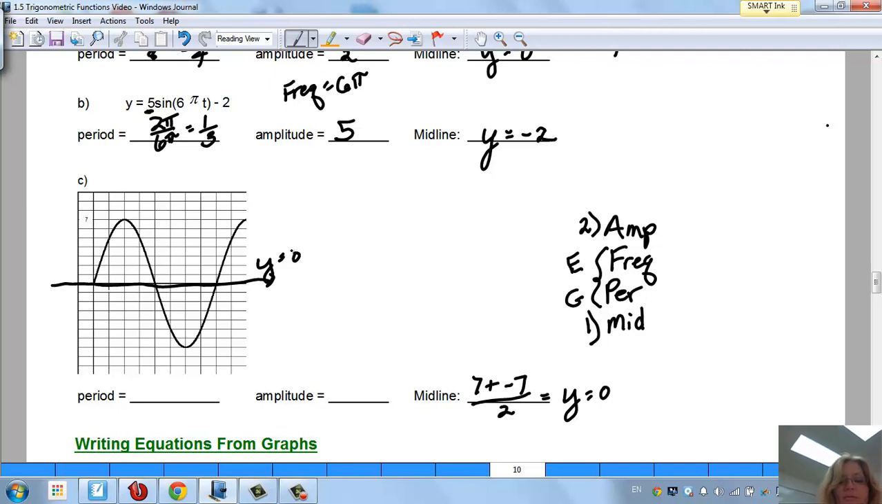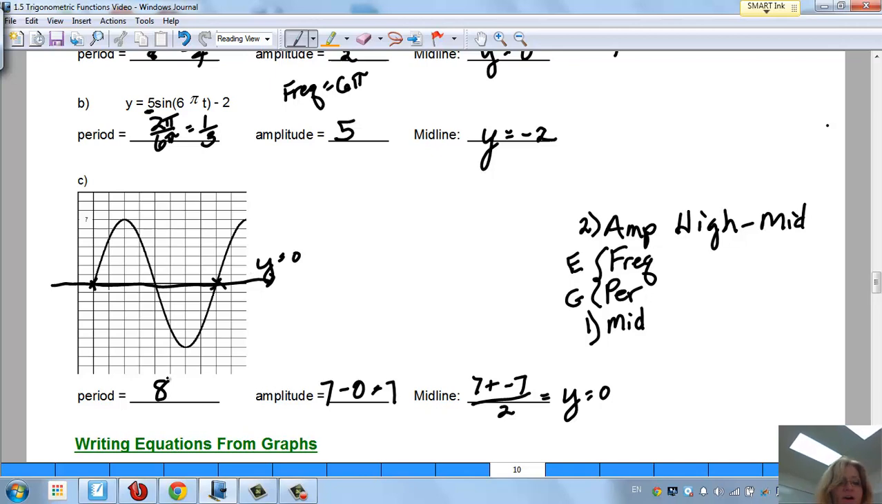Now the amplitude is the next thing I do, and it's always high minus your midline. So once you know what your midline is, or your midline minus your low, it doesn't matter. If I do the high minus the midline, I see my amplitude is 7. So it's been stretched 7. Okay, the period I can tell by looking at the graph. So how long does it take me to see this? I can see it takes me all the way to here. And this looks like a sine curve, doesn't it? So the period, how long does it take me to see that? And if I count over, I see my period is 8.